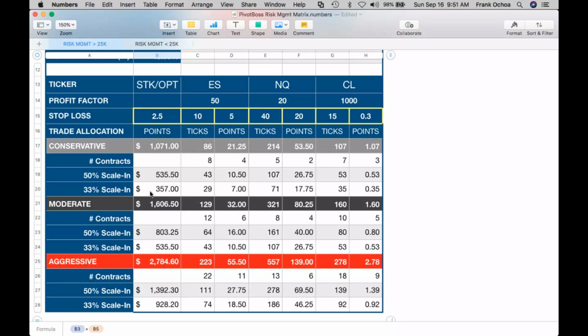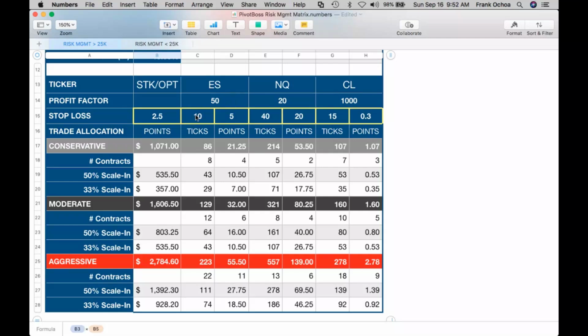If you want to go thirds, then you can go 357 on the first scale, 357 second, and 357 on the third. Again, it's dividing this 1071 by 3 to give you that figure. So you have a quick understanding, oh, if I'm going to trade options right now, and I want to buy 3 contracts, I can buy 3 contracts at $3.57 or less. Or say it's $1.25 for a contract that you want to buy. Then you can buy 2 or 3 perhaps in each scale. So again, it tells you how much you can risk per scale.